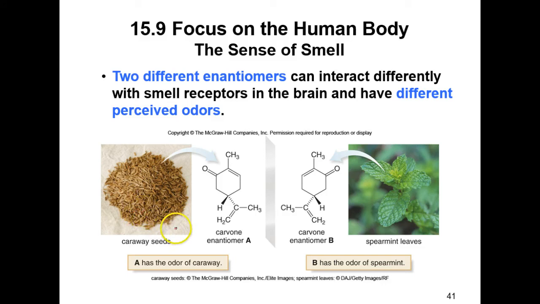This is very interesting. I'm going to show a video about this in class when we meet. And it's a difference between caraway seeds and spearmint leaves. Caraway is the smell of rye bread. Okay, everyone kind of knows what rye bread has, that rye smell to it. That's what caraway is. Spearmint, you all know what spearmint smells like. Well, believe it or not, they are the exact same molecule. These compounds are the exact same molecule.